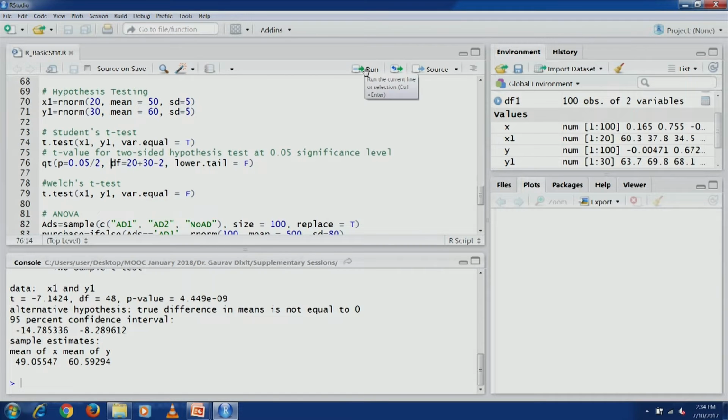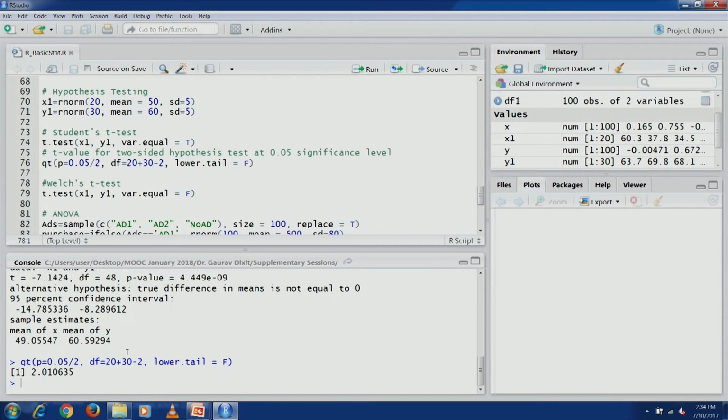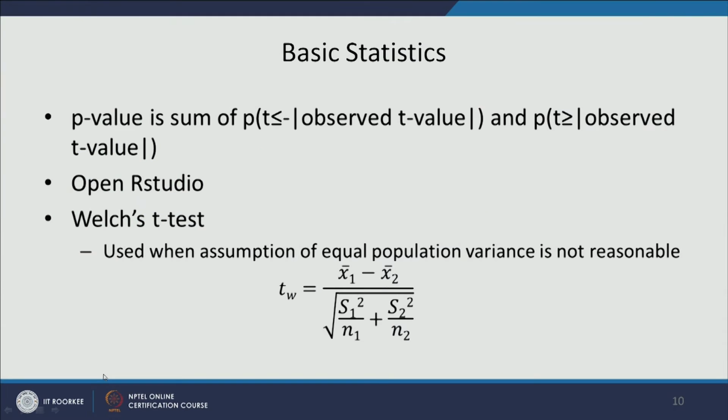So, let us execute this code, and you would find that for the given significance level of 0.05 and given degrees of freedom 48, the t value comes out to be 2.01. Now, if you compare this with the observed t value that we just saw, that is minus 7.1424, it is quite less. So, therefore, the null hypothesis is actually rejected. Let us go back to our discussion.